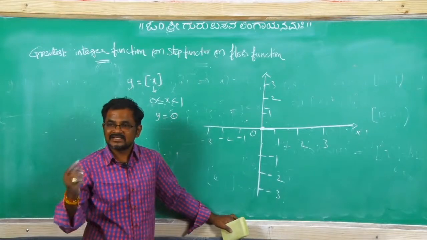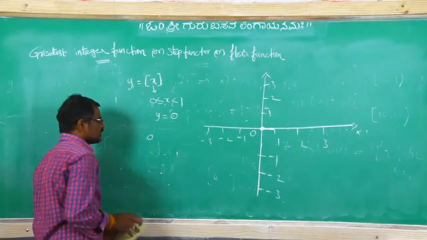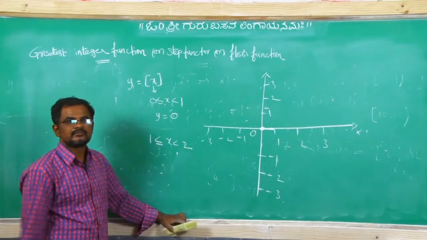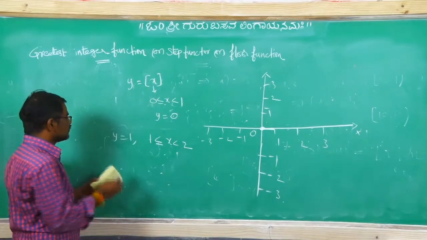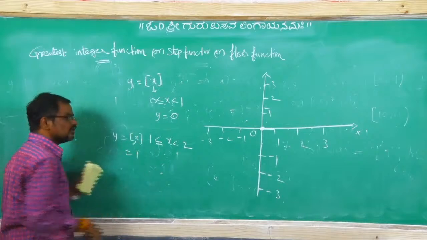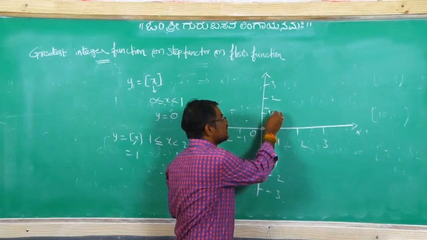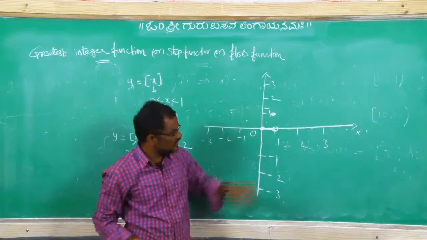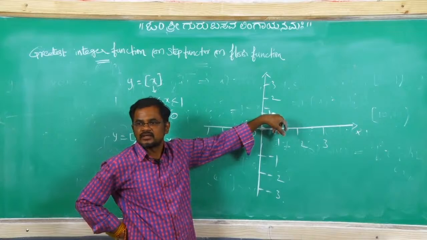But whenever x value is 1, step x value, means whenever x starts from 1 and ends with less than 2, the y value is 1 only, or not? Y equal to step of x equal to 1 only you will get. So here open circle you have to take, or not, because whenever x equal to 1, y value is not 0, y value is 1.